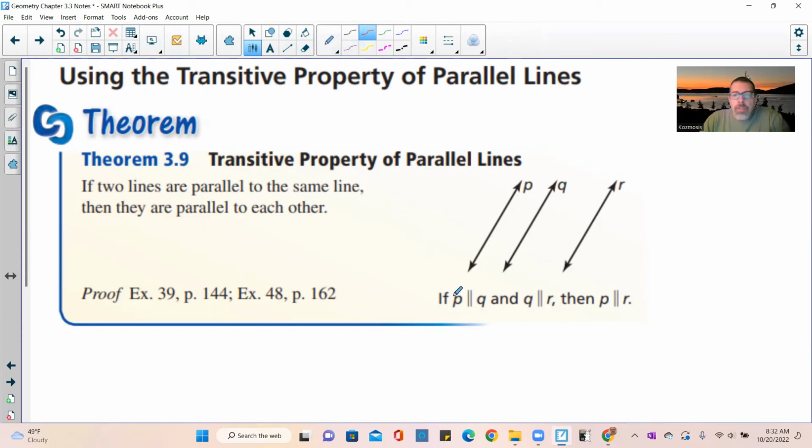And so here we have, if P is parallel to Q. So we were given a conditional statement, if-then. The hypothesis stated that P was parallel to Q. If P is parallel to Q and Q is parallel to R, then P must also be parallel to R, because if two lines, P and R, are parallel to Q, they're parallel to each other. Okay, another example of transitive.